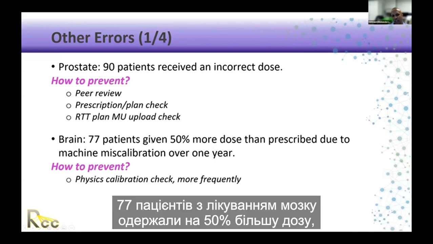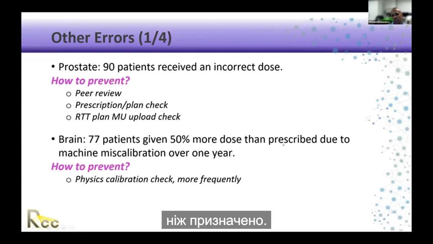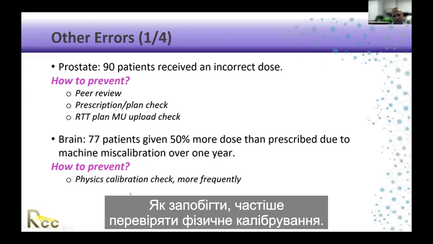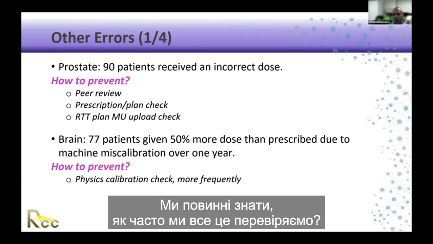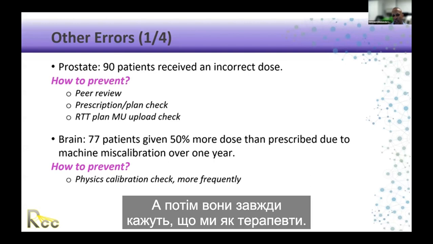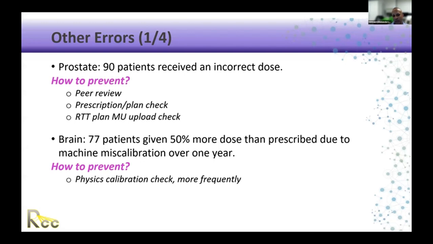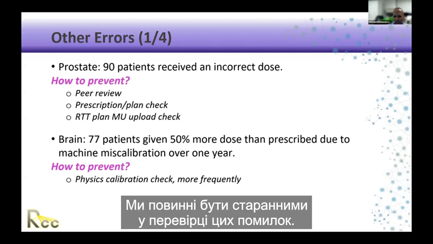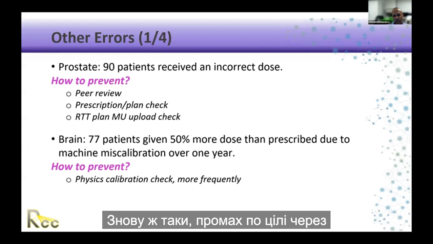Brain: 77 patients were given 50% more dose than prescribed. It's also in the article; you'll find out when you read it. How to prevent it: check physical calibration more frequently. We have to know how often they are checking all this. They always say that we, as therapists, are the last line of defense. Most of the time we are the ones who find the error, but we have to be diligent in checking for those errors.